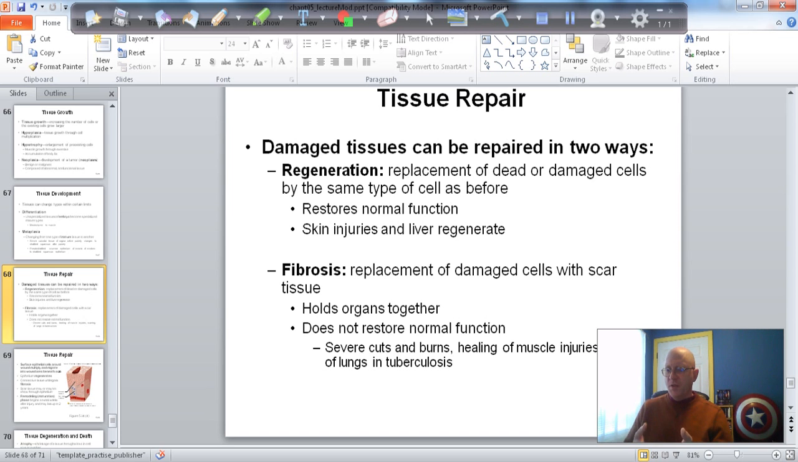But sometimes a cut is really deep, or maybe a burn has removed whole sections of your epidermis. Well, then you may go through fibrosis instead, the replacement of damaged cells with scar tissue. Scar tissue has very few cells in it. It's mostly fibrous protein in a network mesh that is going to help to hold the other tissues together, but doesn't do the same job as the tissues that were there beforehand.